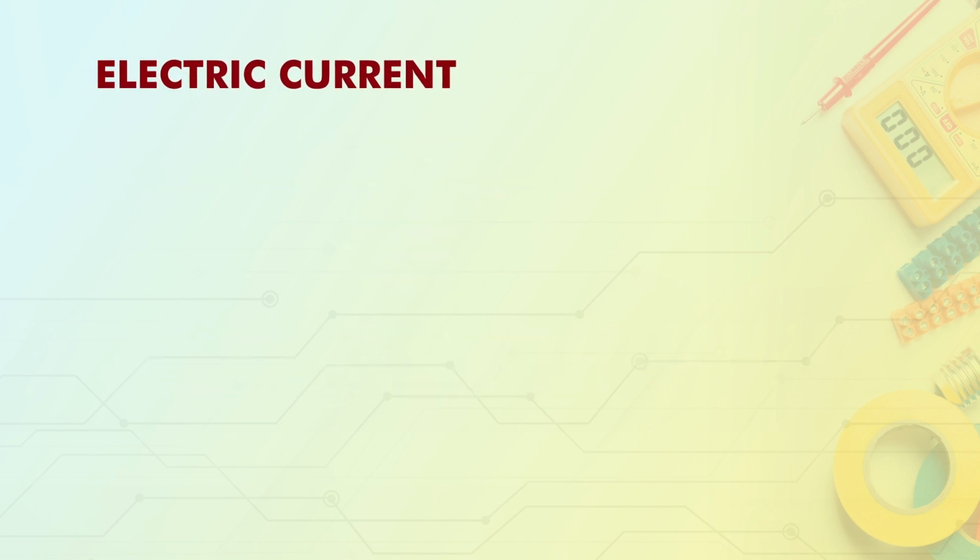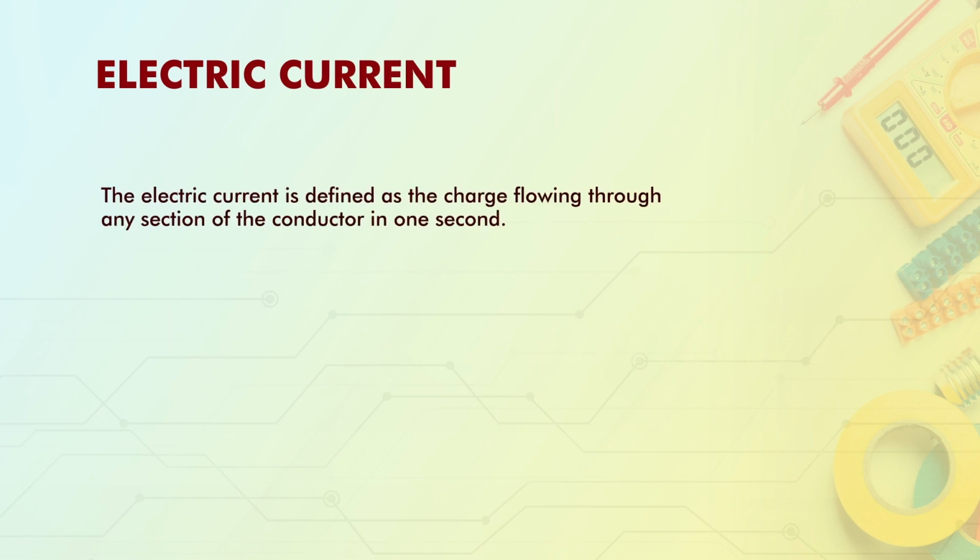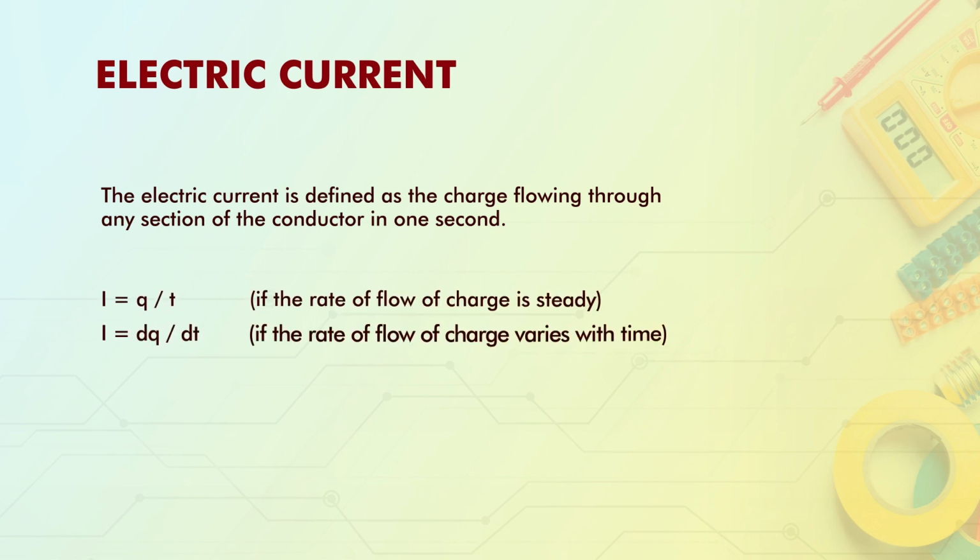Now, we are going to discuss electric current. Electric current is defined as the charge flowing through any section of the conductor per second. Electric current can also be defined as the rate of flow of electric charges through a conductor. Its expression is given as I equals Q by T, or dQ by dt.